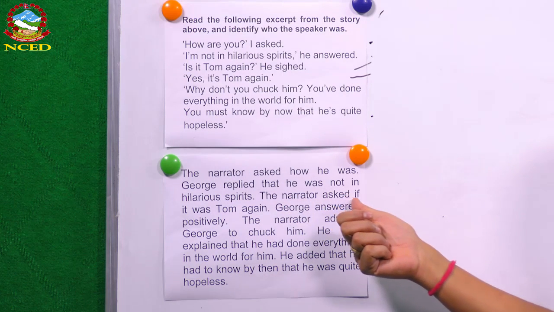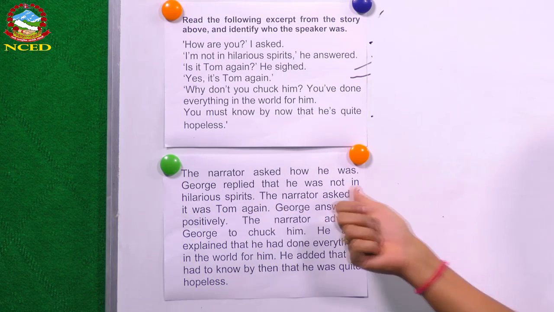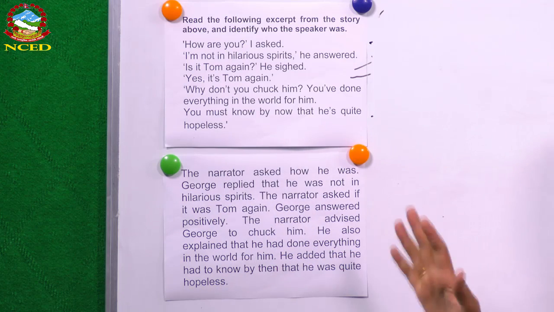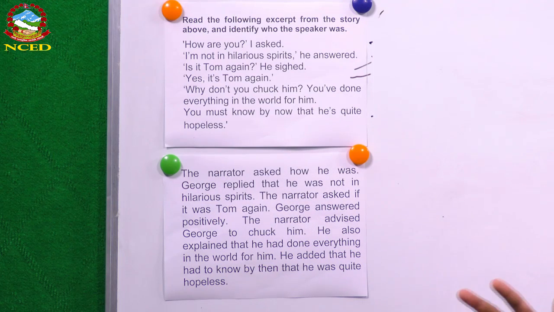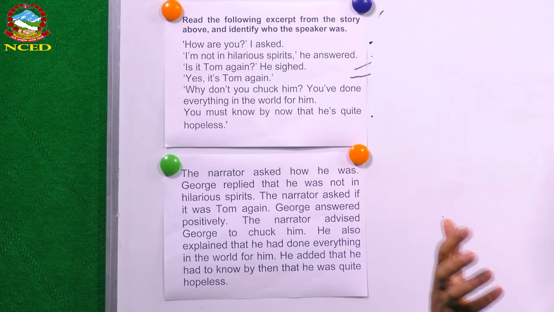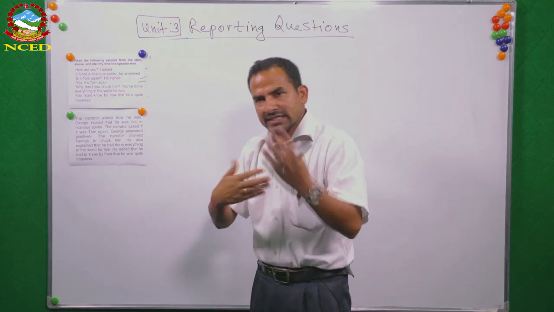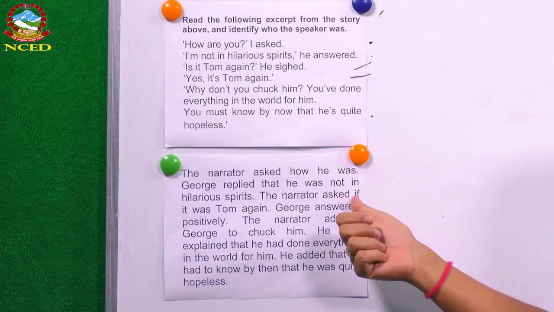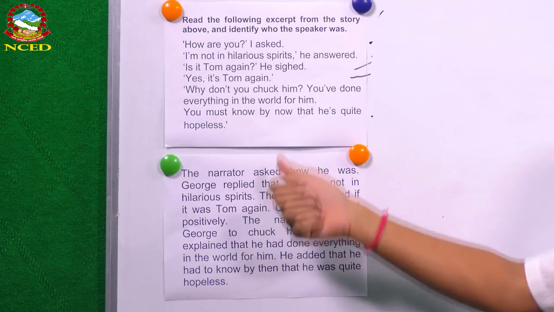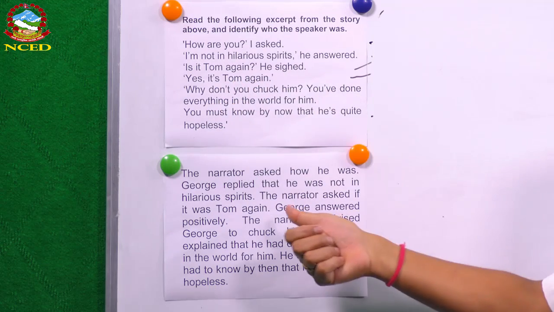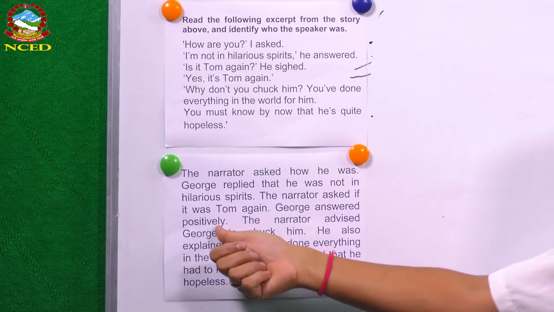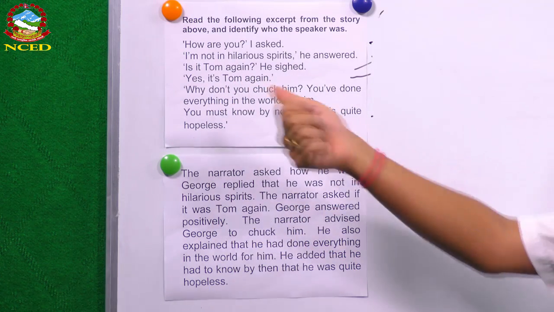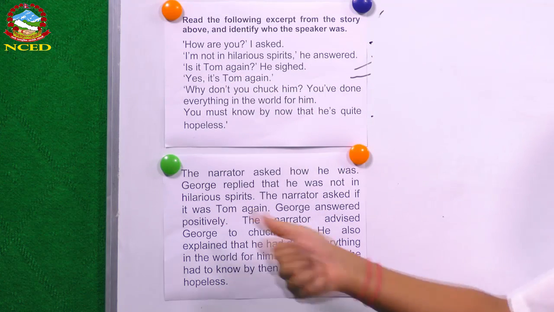The narrator asked if it was Tom again. If was it Tom again is not written there, and that is not to be written as well. It's actually the rule. The question form is changed into statement form. Okay, the narrator asked if it was Tom again. The next one, yes, it's Tom again. George answered positively, means George said yes, so it is reported positively.